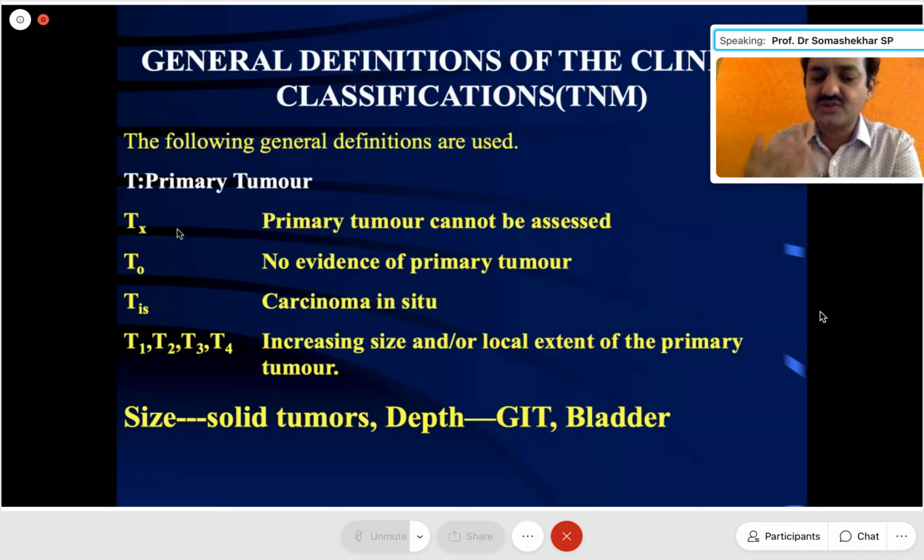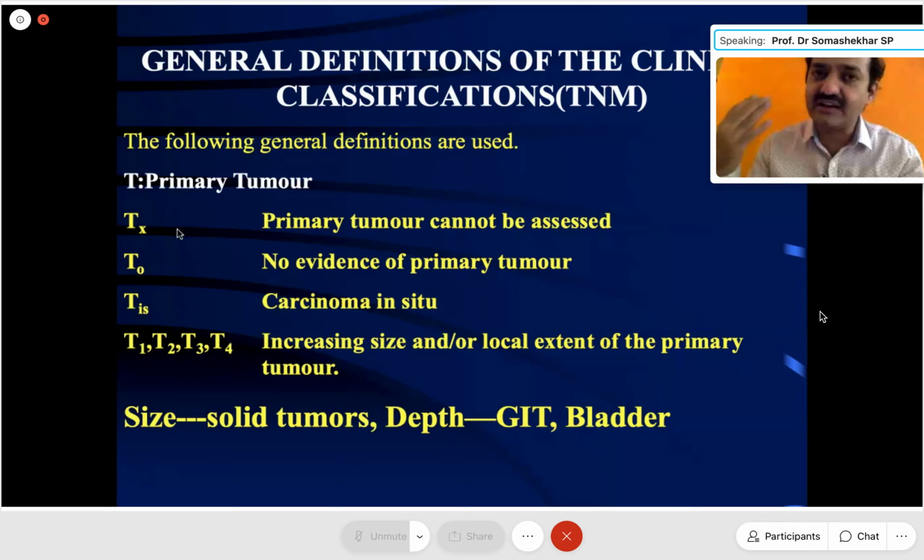So then the patient comes to you with a biopsy of one line, ductal carcinoma breast, size not mentioned. So then it is TX, primary cannot be assessed. There was an ulcer on the tongue, somebody removed it thinking it's benign, and then the report comes as squamous carcinoma. You cannot know what it is.